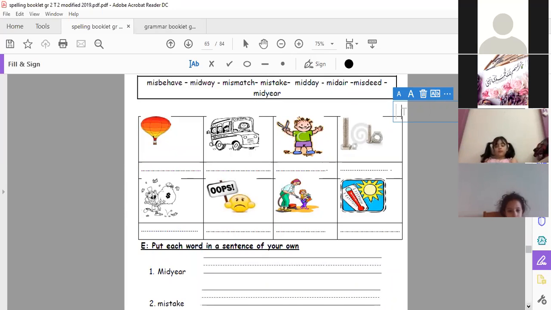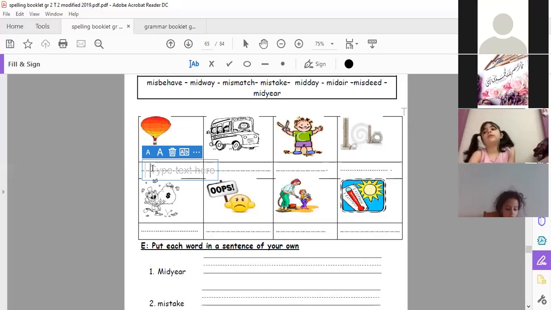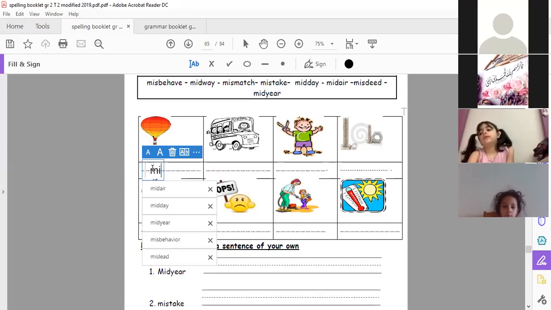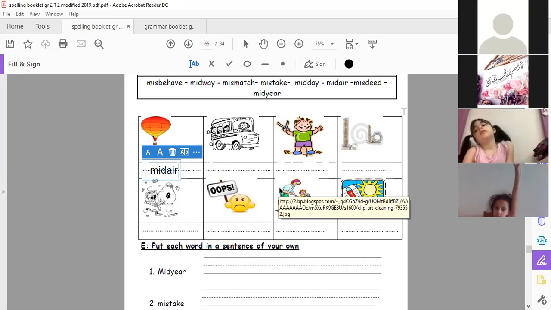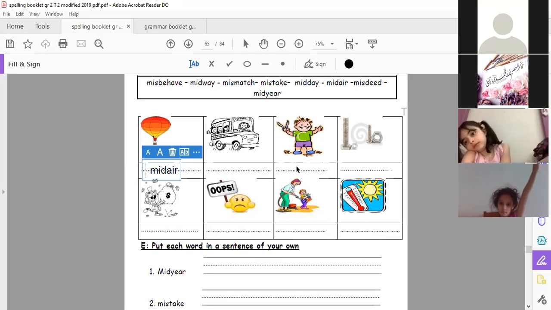Misbehave, midway, mismatch, mistake, midday, mid-air, misdeed, mid-year. Which one is the first one? Mid-year? Mid-air. Yes, very good. Mid-air. Spell it. M-I-D, A-I-R. Yeah, thank you.